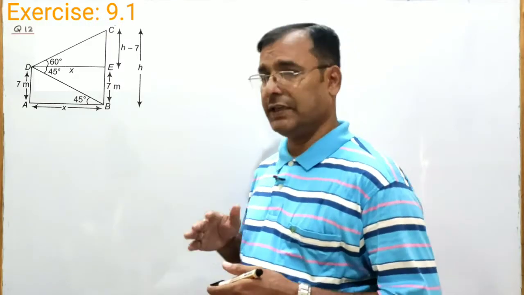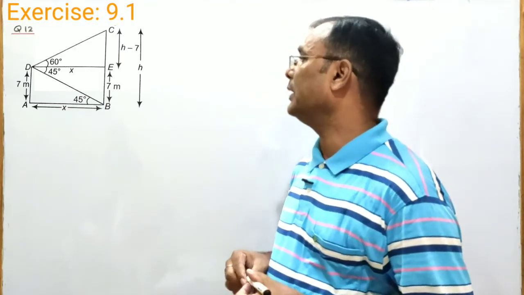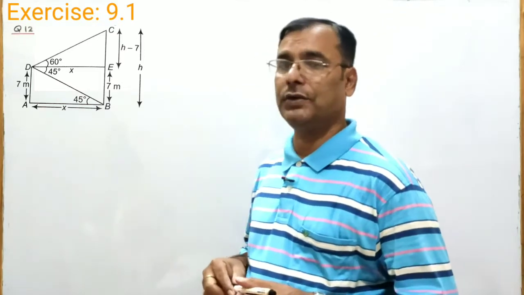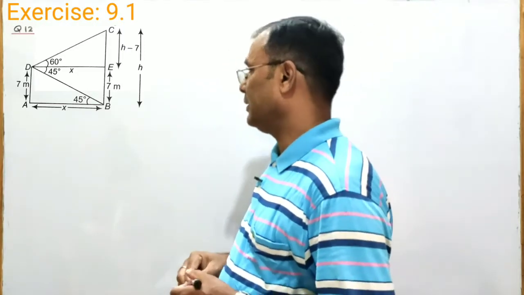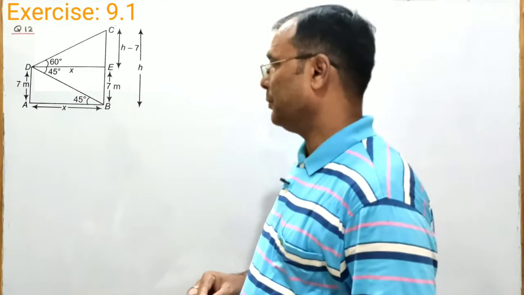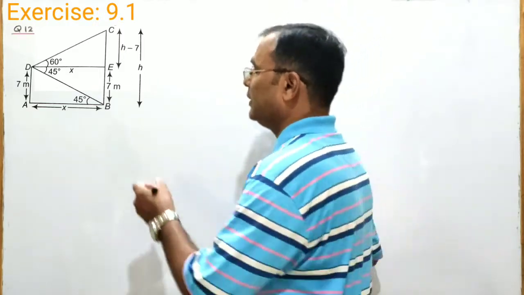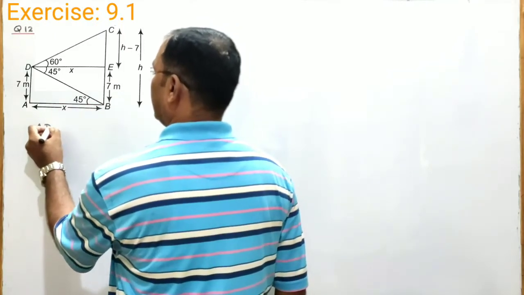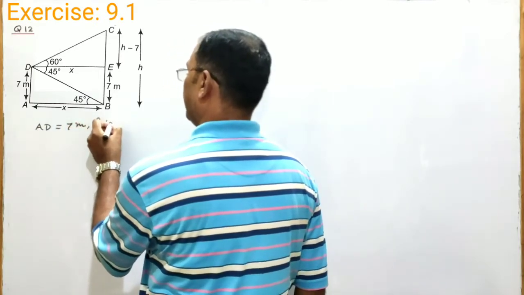DE is horizontal, drawn through the observation point D parallel to the level ground. So DE is perpendicular to BC and parallel to AB. Here this building AD and cable tower BC both are standing vertically upward, perpendicular to the level ground. So system is rectangular. So let us write AD equal to 7 meter high building.